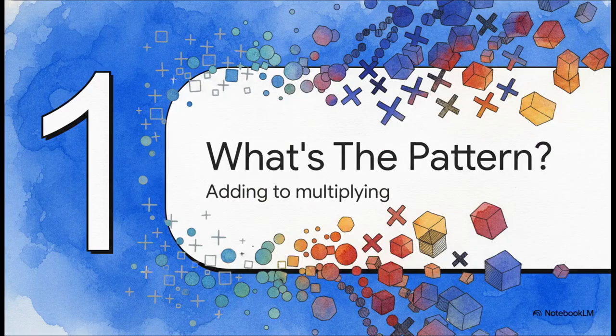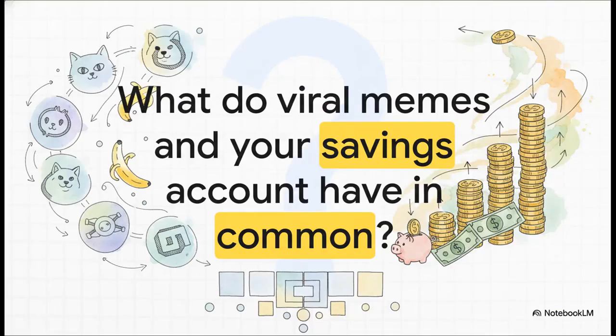Okay, so let's start with what you probably already know. You've definitely seen patterns where you just add the same number over and over again, right? Well, today we're going to level up from adding and switch over to multiplying. So, seriously, what on earth could a viral cat video and your bank account possibly share? I know, it sounds like a weird riddle, but the answer is this really powerful idea in math: geometric growth.